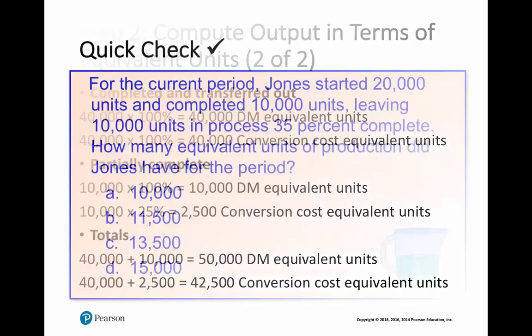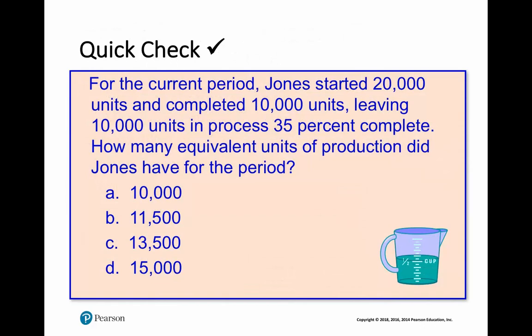These are the types of problems where just the more you do them, the more comfortable you'll be with them. All right, so we have our quick check here for you guys, just to make sure we're paying attention. So for the current period, Jones started 20,000 units and completed 10,000 units, leaving 10,000 units in process, 35% complete. So this is an example, kind of a basic problem, where we don't have a breakdown of materials and conversion. That's okay.